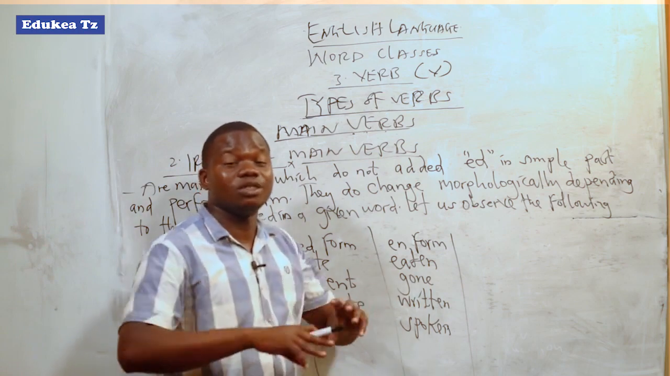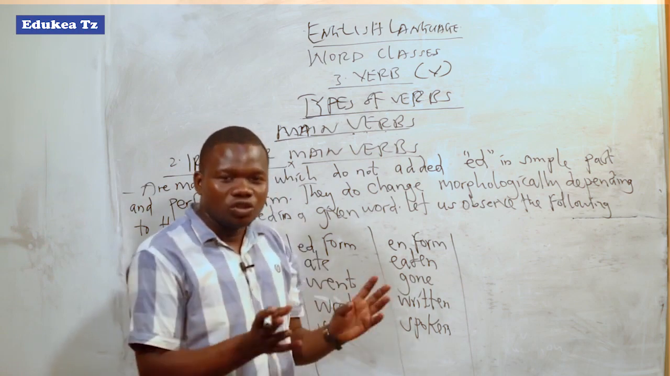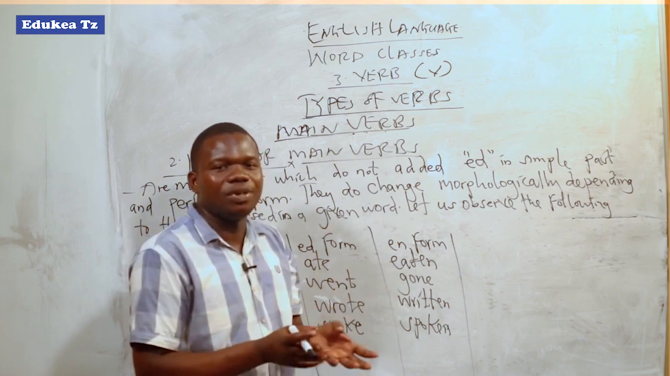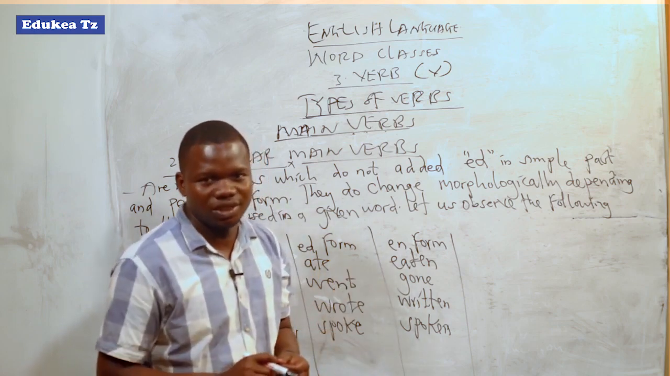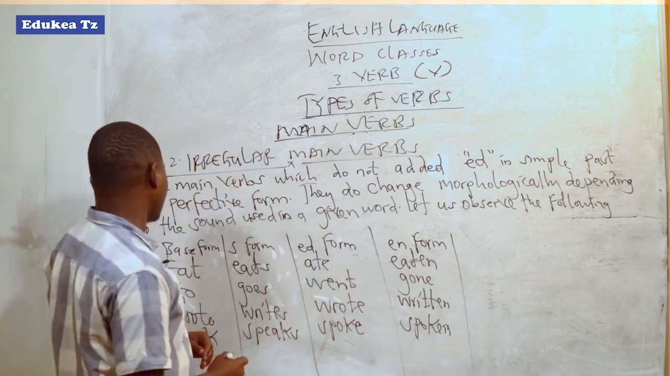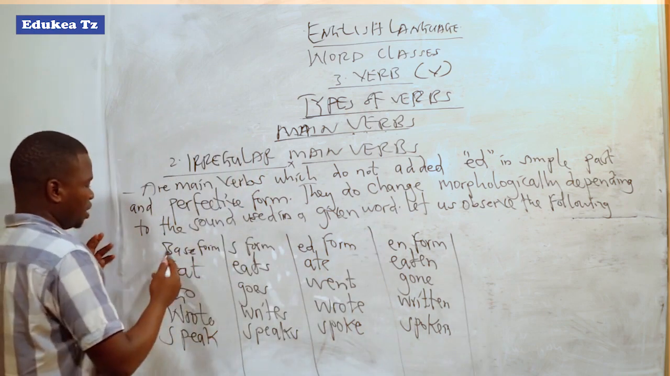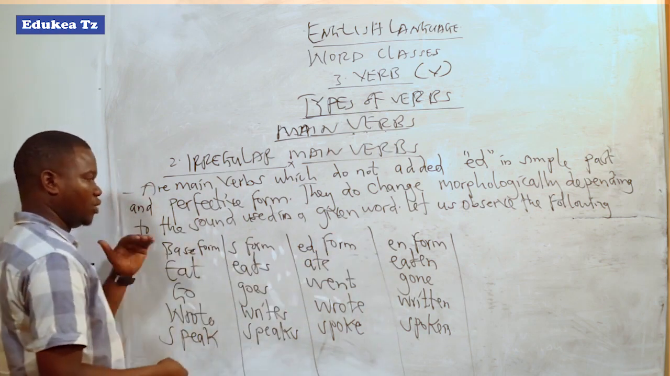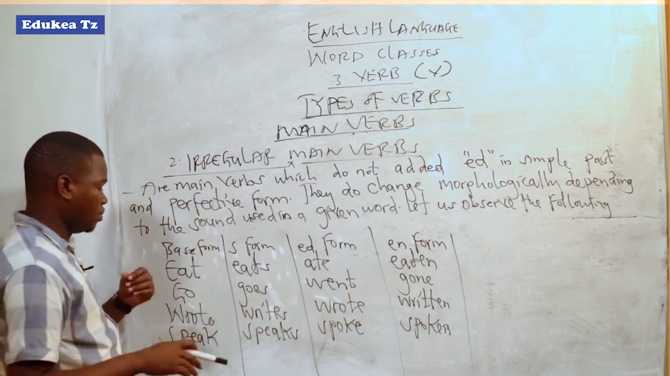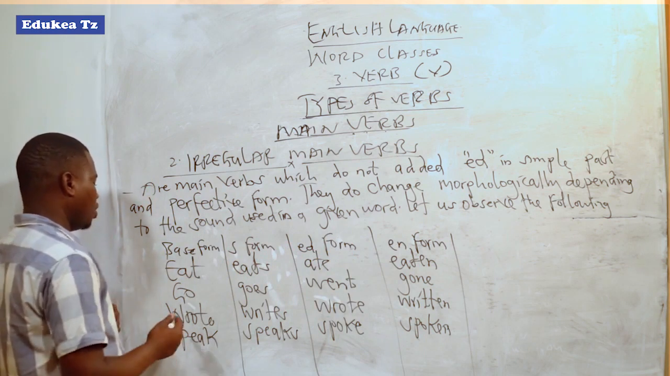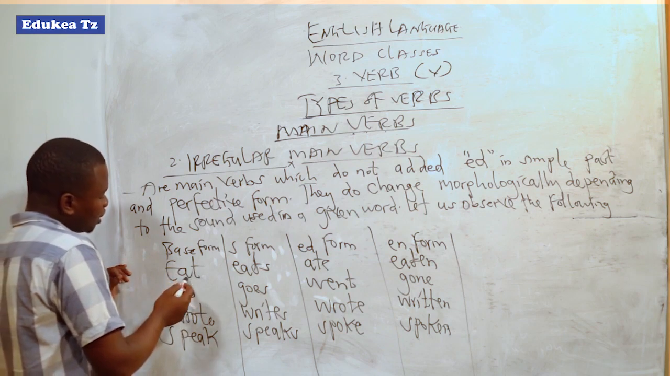So they can be changed morphologically, the total change of a word or complete change of a word, depending on the sound which is used in a given word. So let us observe the following. We have the same forms: base form, S form, ed form, as well as en form that we have discussed during the previous regular verb. So here we have an example like eat.